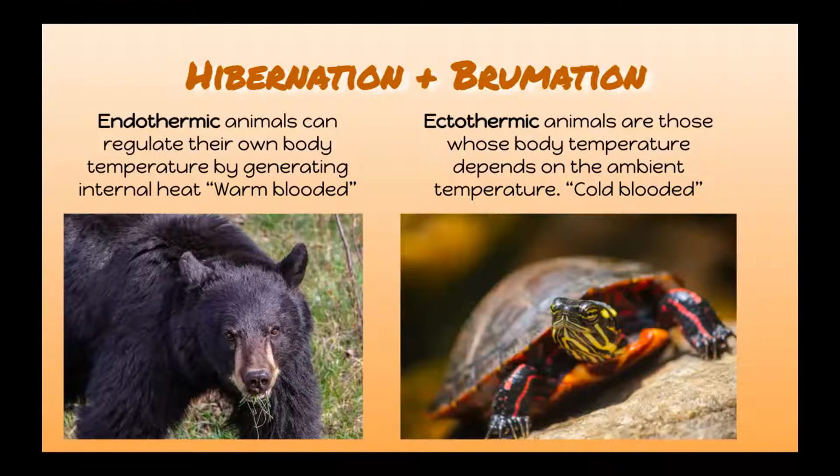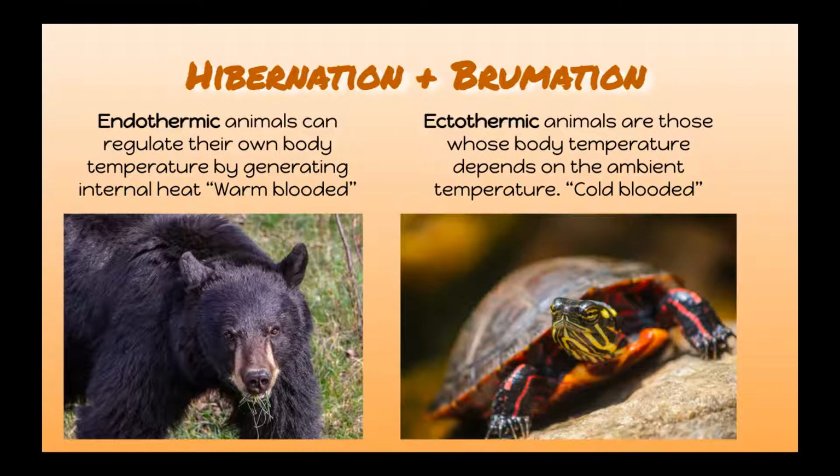So there is a difference between hibernation and brumation, depending on what kind of animal there is. Endothermic animals are animals that can regulate their own body temperature by generating internal heat. So those are mammals. We are endothermic. We are warm-blooded. All those warm-blooded animals can produce their own heat. Ectothermic animals are those whose body temperature depends on ambient temperature, and are cold-blooded.